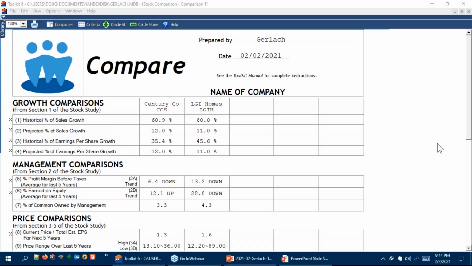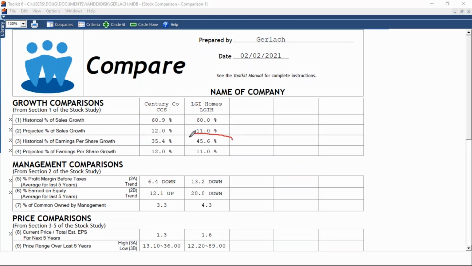Earnings growth, LGI Homes is definitely faster at 45.6% compared to 35.4% for the historical period. So I would say that's pretty significant, and that would make them a winner in this case.